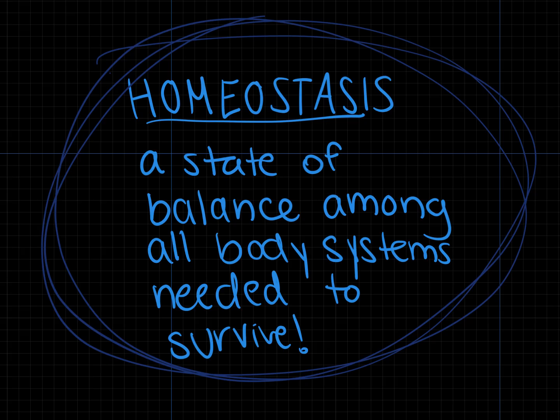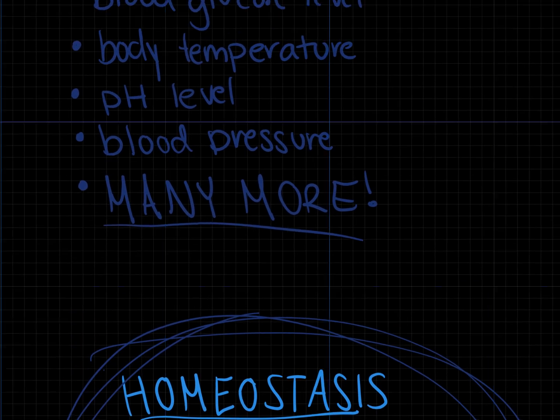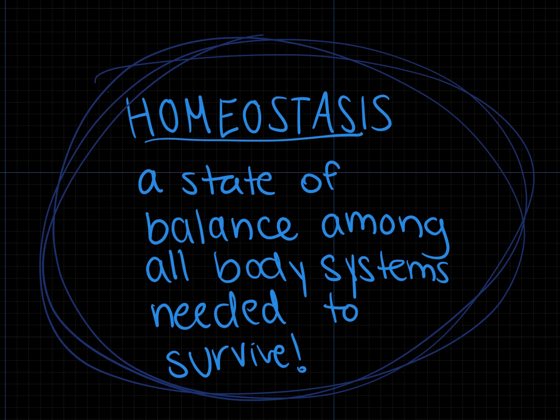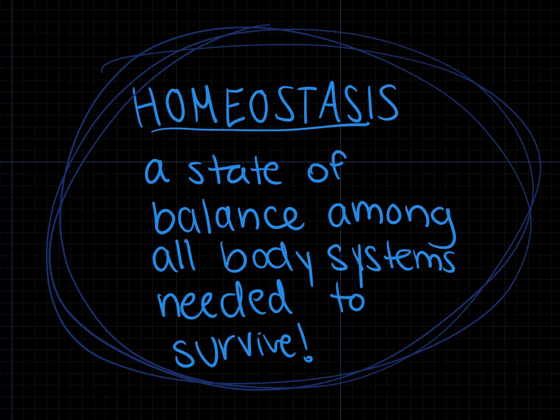And in this video, we've been talking about glucose regulation, but there are a ton of different types of regulation. We need to regulate our body temperature, we need to regulate our pH levels, we need to regulate our blood pressure, we need to regulate everything in our body. And so homeostasis is talking about the whole idea of all of our body systems working together to maintain that balance. And glucose regulation is just one example of a way that we maintain homeostasis.